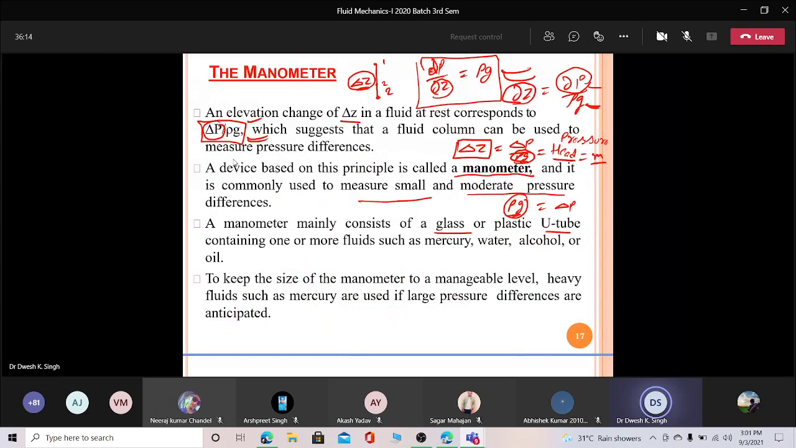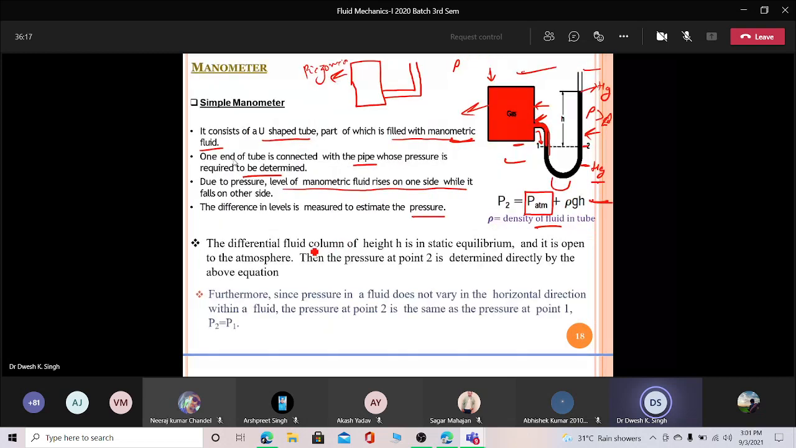Okay. So this gives the pressure. So a differential fluid column of height h in static equilibrium, and it is open to the atmosphere. Then the pressure at point 2 is determined directly with this. Furthermore, since pressure in the fluid does not vary in the horizontal direction, obviously, the pressure at this point and at this point will be the same, because they are on the same horizontal line. So this will give you the pressure at this point. In this way, you can calculate the pressure.